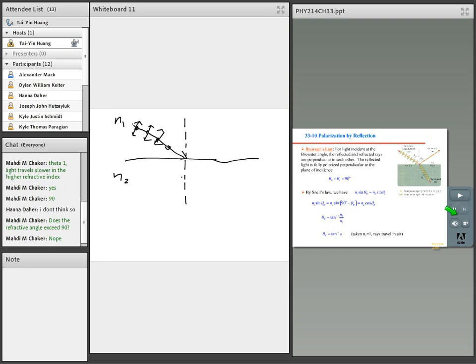As I mentioned, when this light ray is incident at a certain angle, we found that the reflected ray is actually polarized. This angle we call Brewster's angle, theta B. The reflected angle has to be theta B as well, because they are equal to each other. And also, we found that this reflected ray is polarized.